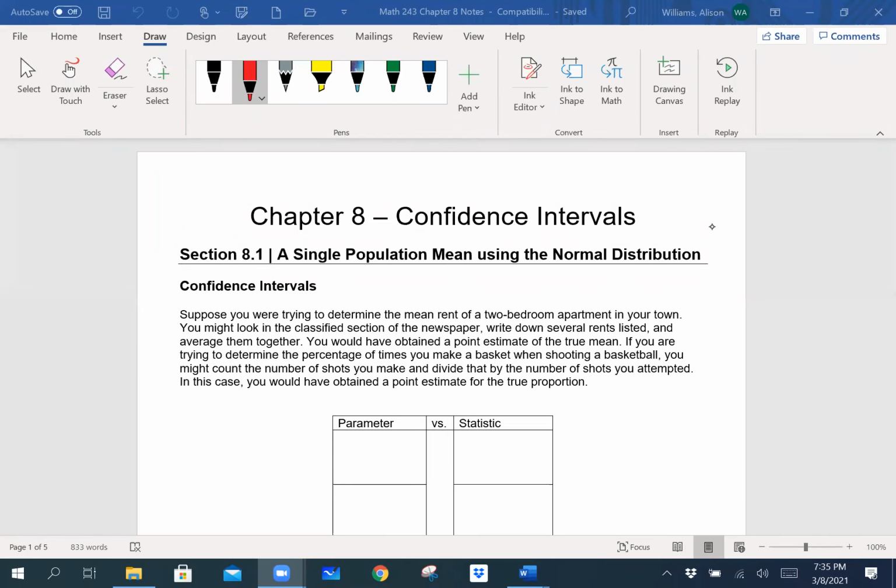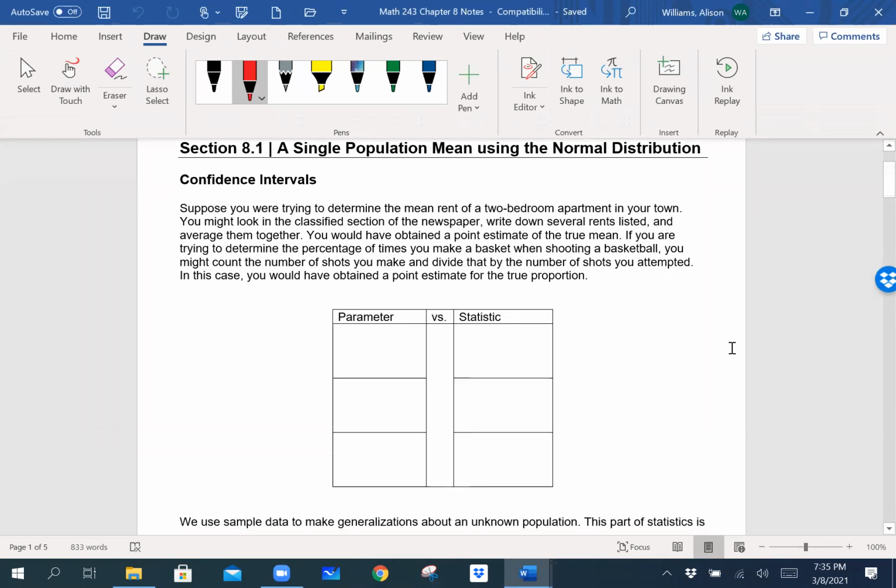In this video, we're going to talk about confidence intervals. In particular, we're going to focus on looking at the confidence interval for a population mean. So let's just talk about what a confidence interval is.